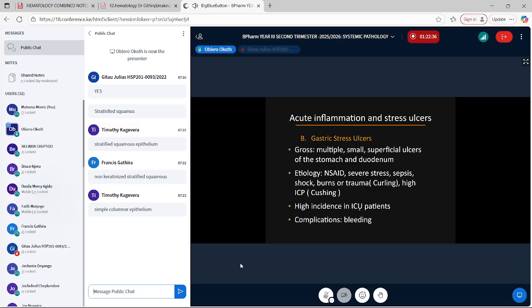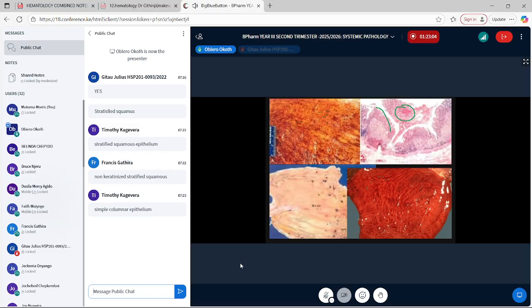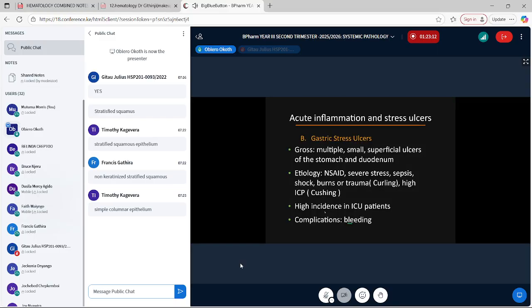Very high incidence in ICU patients. ICU patients, again, are normally very sick: a patient with sepsis, a patient in shock, a patient with extensive burns, a patient with head trauma. Yes, so they get what's called stress ulcers or acute ulcers. And the complication mainly is they can bleed. All these are the same thing we are talking about. Or they can ulcerate, but they're normally small and multiple. We'll see that they're different from the typical chronic gastric ulcers.